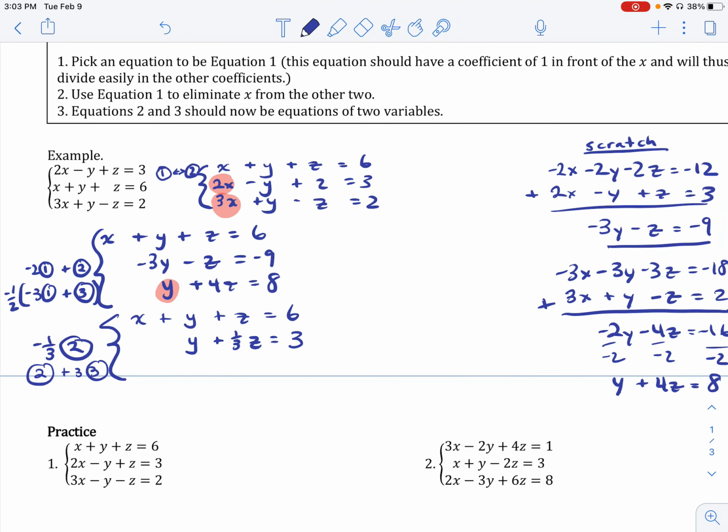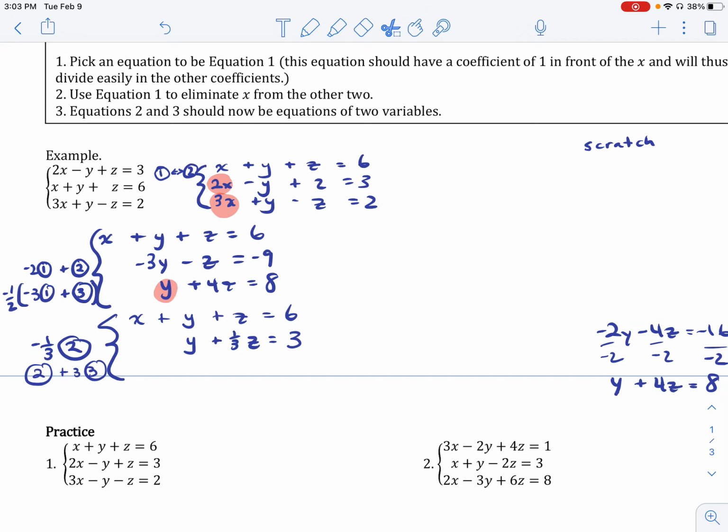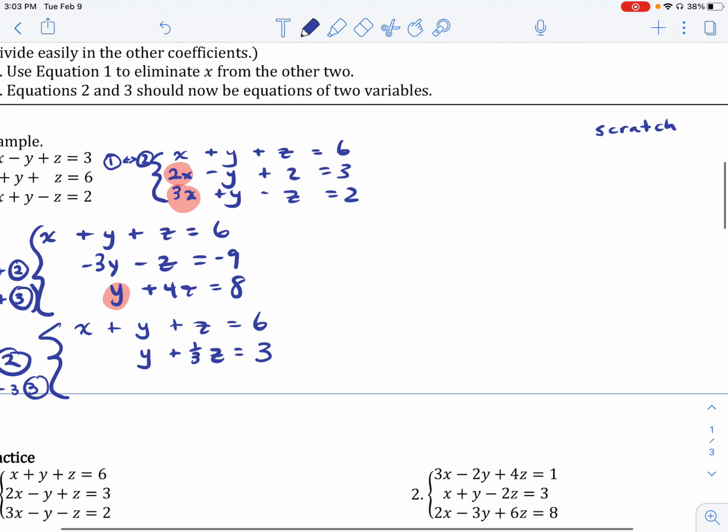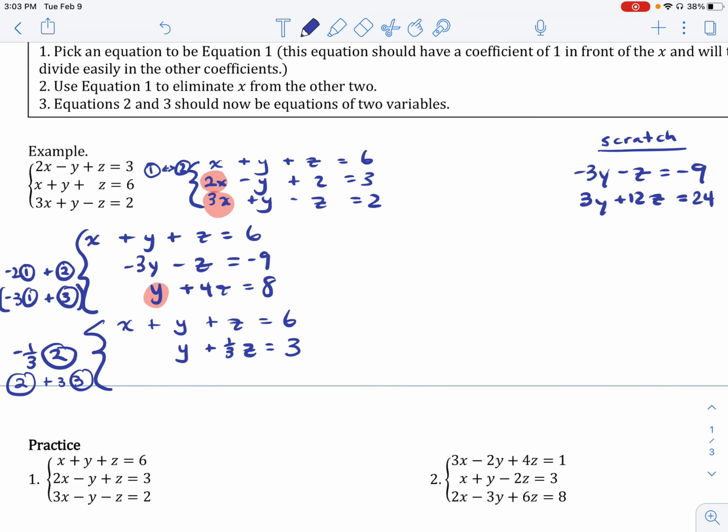So again, I can zoom out here and eliminate my scratch work if I want to. I'll just go ahead and erase this as well. So again, I could do this with my scratch work. I can say, all right, so this would be negative 3y minus z is equal to negative 9. This is 3y plus 12z is equal to 24. And then I would write this here as the following: 11z is equal to 15.